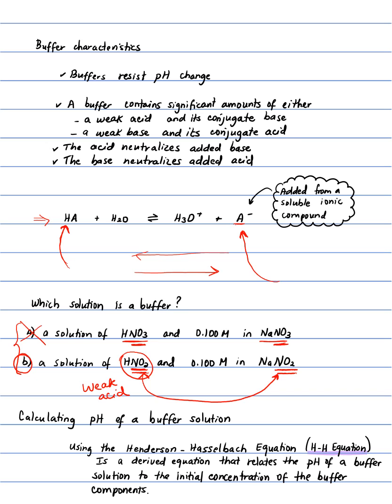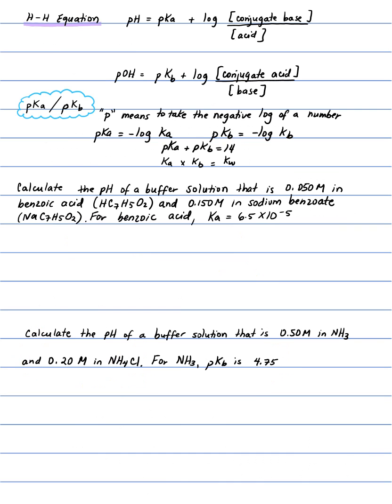But we have an equation that we can use also to find out the pH of a buffer solution, and it's the Henderson-Hasselbalch equation, or HH equation, like I'm going to label it from now on. So this equation, I have a version for your acidic buffers and another one for basics. So you have a pH equal to pKa plus the log of two concentrations, the conjugate base and the concentration of your acid.